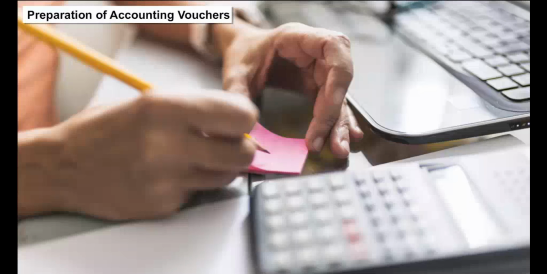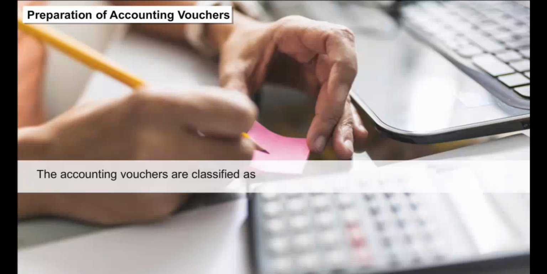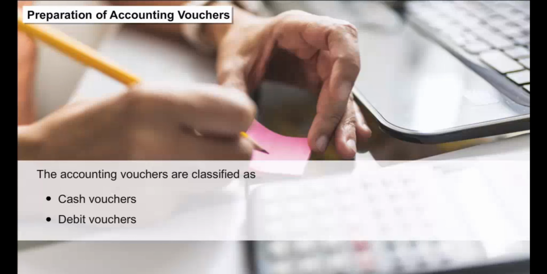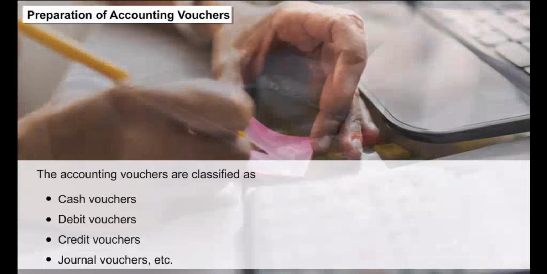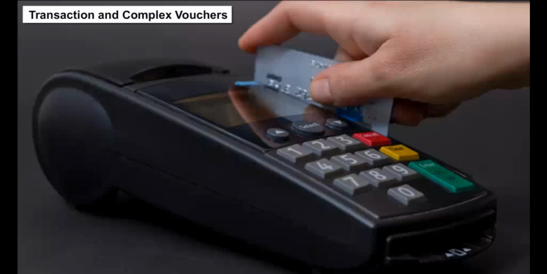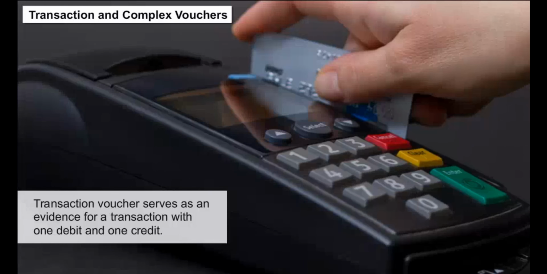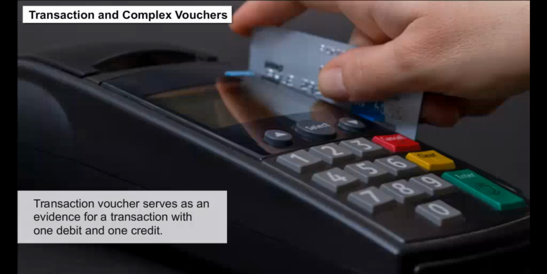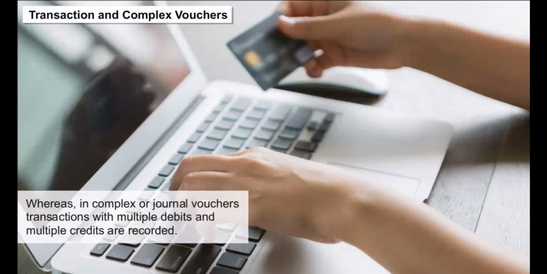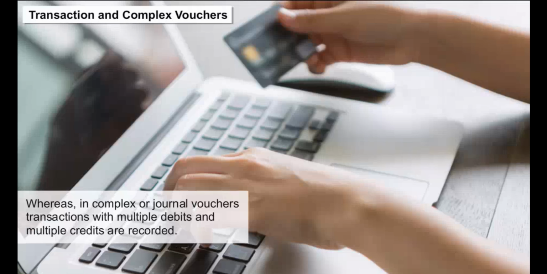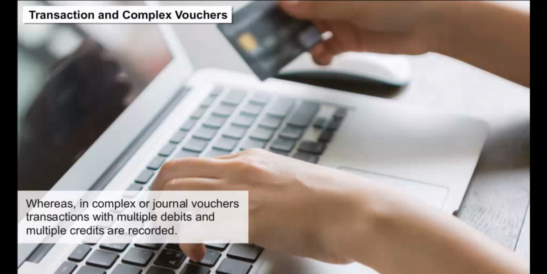Preparation of accounting vouchers. The accounting vouchers are classified as cash vouchers, debit vouchers, credit vouchers, journal vouchers, etc. Transaction and complex vouchers. A transaction voucher serves as evidence for a transaction with one debit and one credit, whereas in complex or journal vouchers, transactions with multiple debits and multiple credits are recorded.